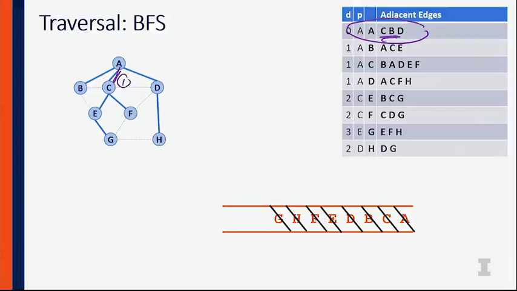C gets visited first, then B, then D. In both cases, you see that all of our children, all of the incident nodes, are visited before any of their incident nodes, or the grandchildren of my root node, are visited. This property is going to hold for all implementations of a breadth-first search traversal.